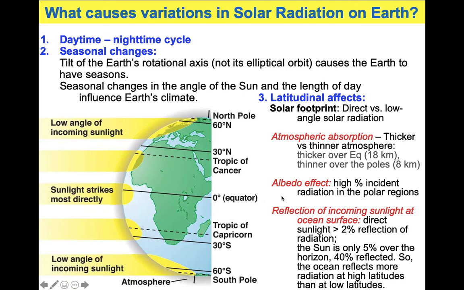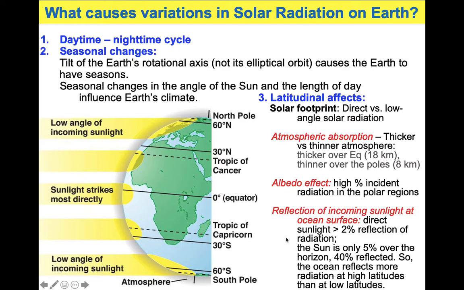Albedo effect is another important latitudinal effect. As you know, white ice caps and glaciers near the poles of the Earth reflect that incoming sunlight back into the atmosphere. So there's a high percentage of incident radiation reflected in the polar regions, and that also affects the solar radiation budget in the polar regions.